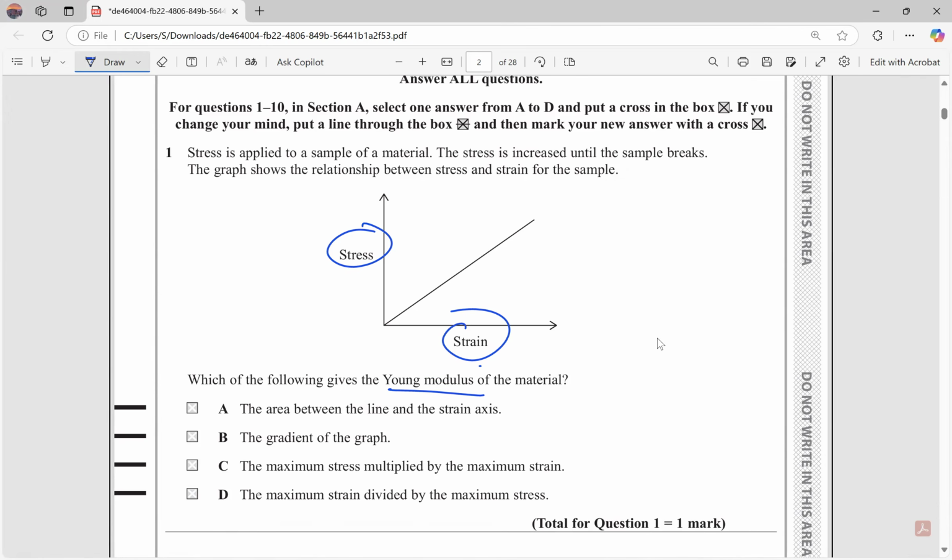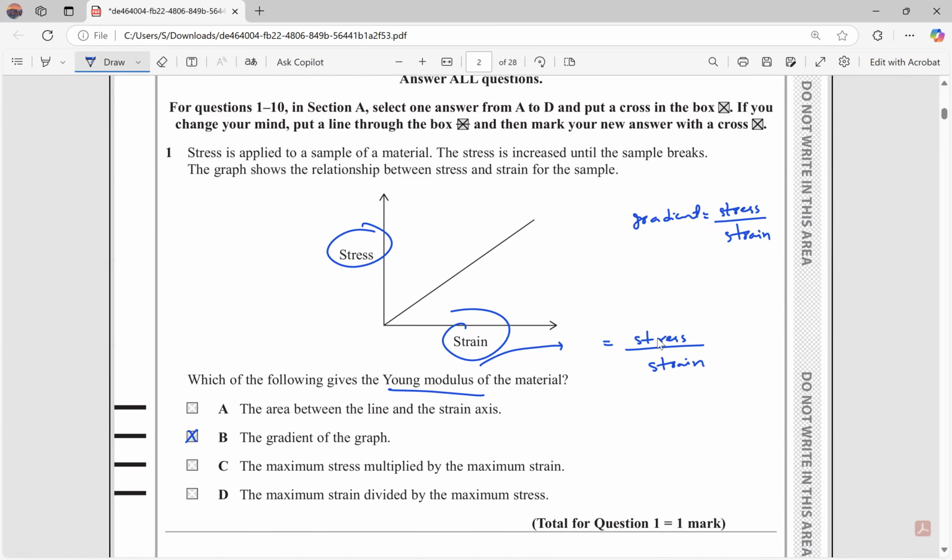The Young modulus is equal to stress over strain, and the gradient of a graph is also equal to the change in the thing on the y-axis divided by the change in the thing on the x-axis. So it would just be the gradient. So this graph is straightforward. You already know about it.